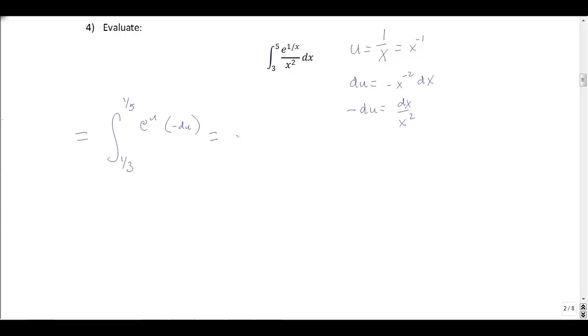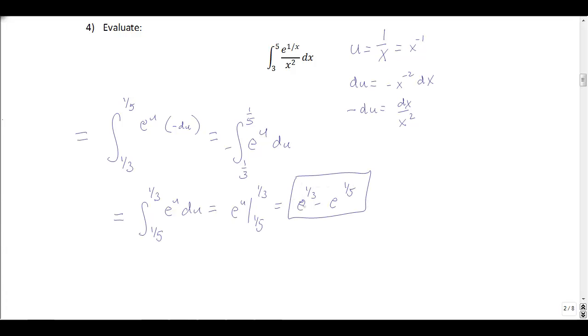So one thing I might do here is say this is an antiderivative of e to the u du, and pull out the negative. A lot of times I wouldn't do this, but you could switch your bounds to get rid of that negative, and then I have small to big, e to the u du. And then these are u bounds. Now when I do an antiderivative of e to the u, that gives me e to the u. So I get 1/5 to 1/3, and so I get e to the 1/3 minus e to the 1/5. And that is my answer.